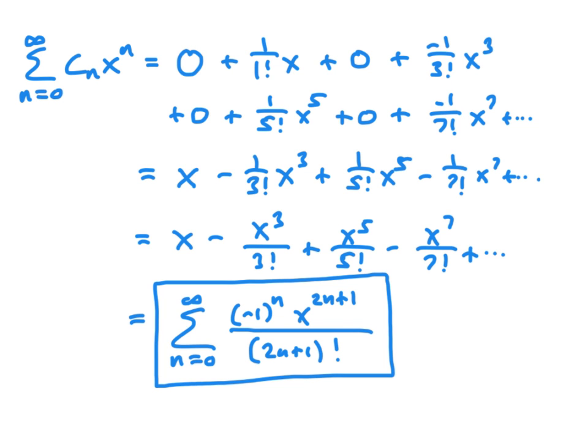Now that we have the Maclaurin series, we can use the ratio test to determine for which values of x this series converges, and therefore find the interval of convergence for this Maclaurin series.